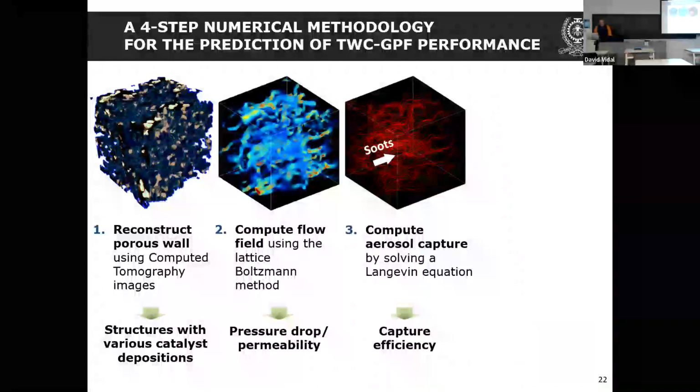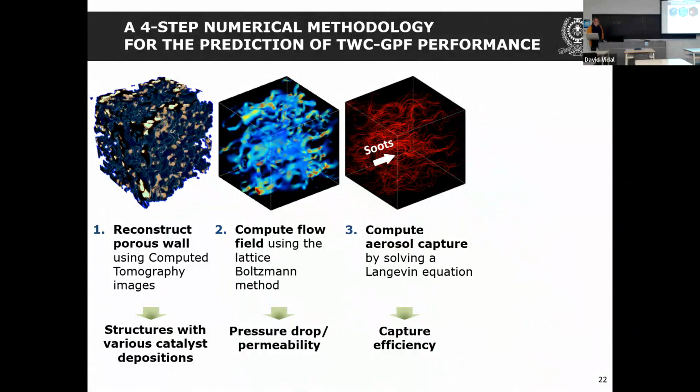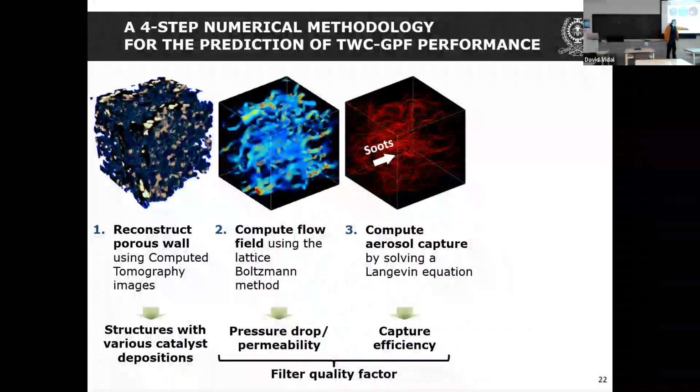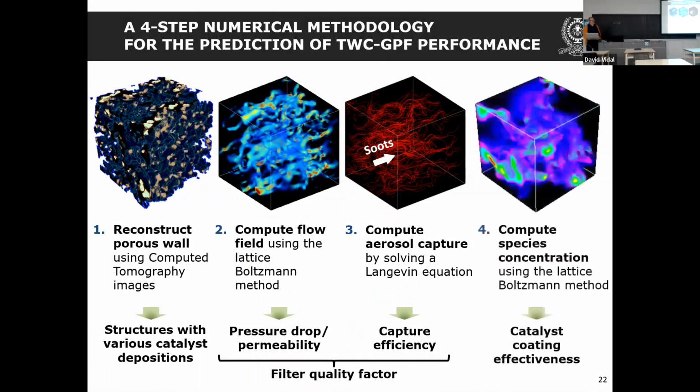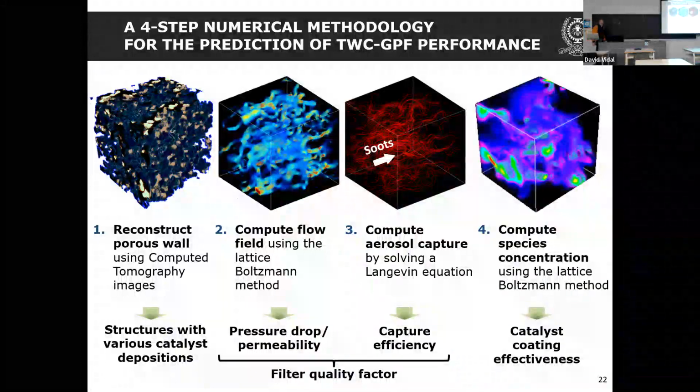In the next slides, we solve what we call a Langevin equation problem, and we can get from that the capture efficiency. And then adding the two, adding pressure drop and capture efficiency, then you can get what we call the filter quality factor. And then the first step is the conversion.